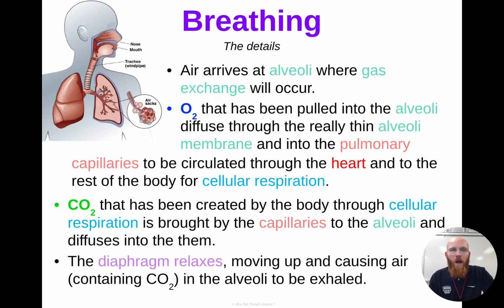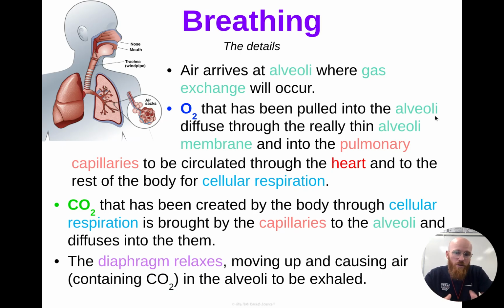The air then arrives at your alveoli. This is the main player when it comes to gas exchange. This is where the majority of gas exchange, that oxygen coming into our bloodstream or the carbon dioxide coming out of our bloodstream, will occur. O2 is pulled into the alveoli. It will then diffuse through that really thin alveolar membrane and into the pulmonary capillary bed. So those capillary beds, those tiny, tiny blood vessels that are super thin and surround those alveoli.